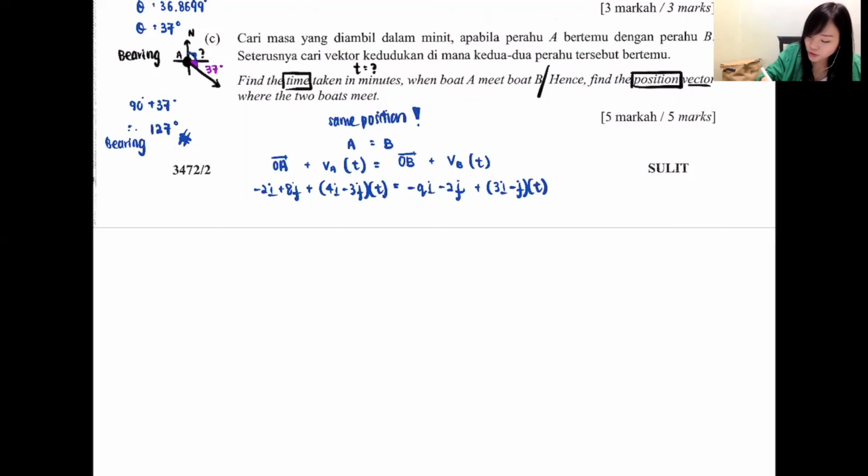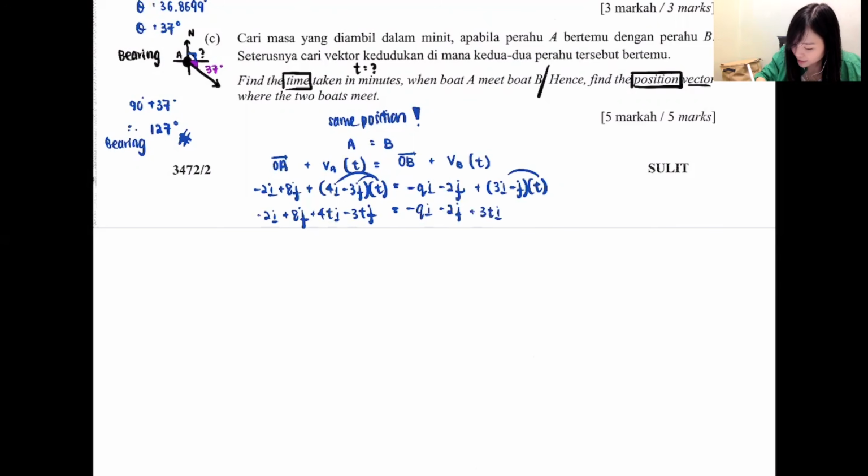Okay, let me expand it for you. Negative 2i plus 8j. This one times this one, 4ti. This one times this one, negative 3tj. Same for this, negative qi minus 2j. This one times this one, 3ti. This one times this one, minus tj. Always remember the i and j right at the back, my dear.